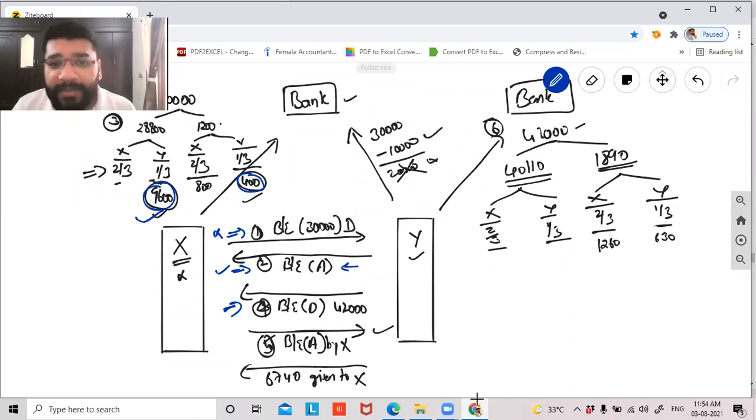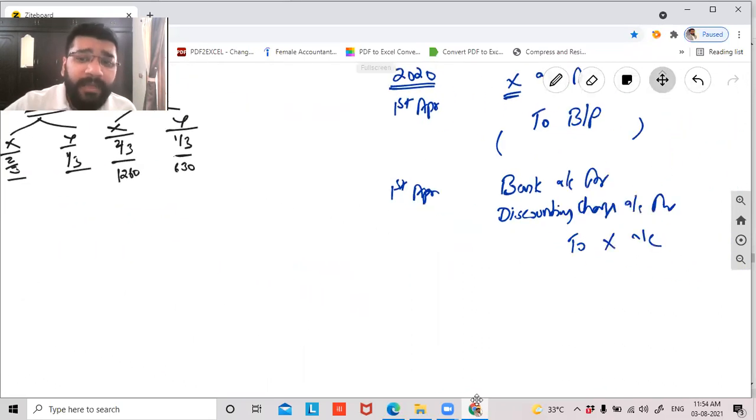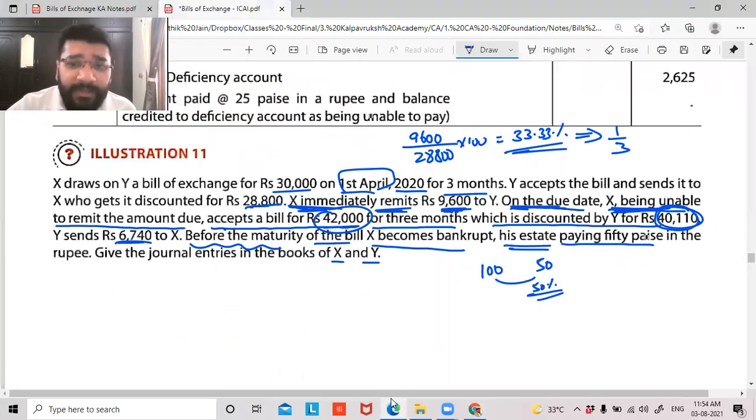While the bill is being drawn, guys, will I pass any entry for the bill drawn? When Y is drawing a bill on X, will you pass any journal entry in the books of Y? No, sir. No. Subsequently, X is accepting. Upon X accepting it, Y will record a journal entry. X is accepting the bill and sending it. So the acceptance entry has to be passed. So when is the bill drawn? On the due date. On the due date, the bill is being drawn by Y on X and X is accepting. Please tell me what is the due date?